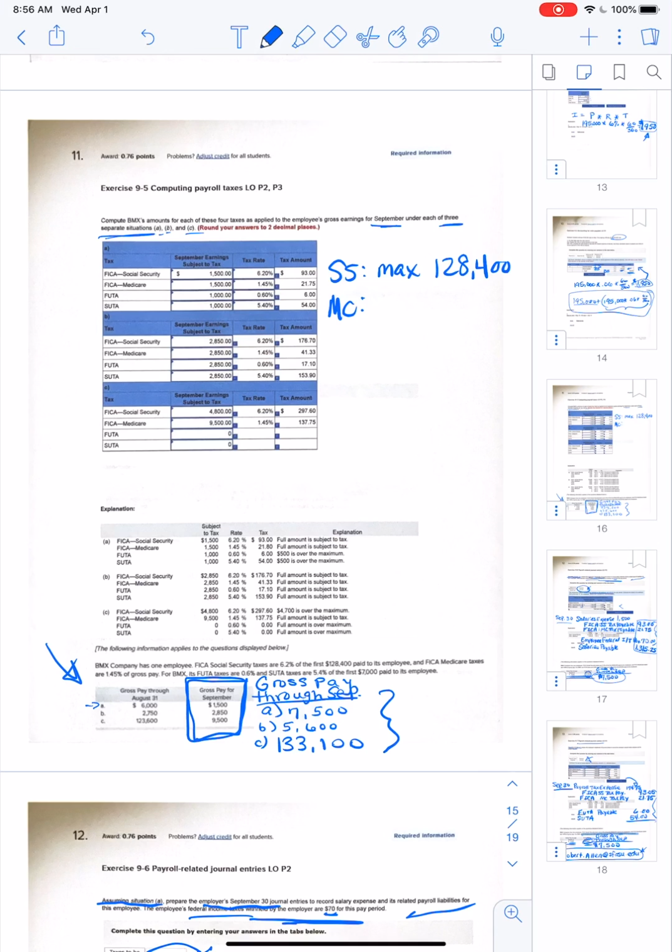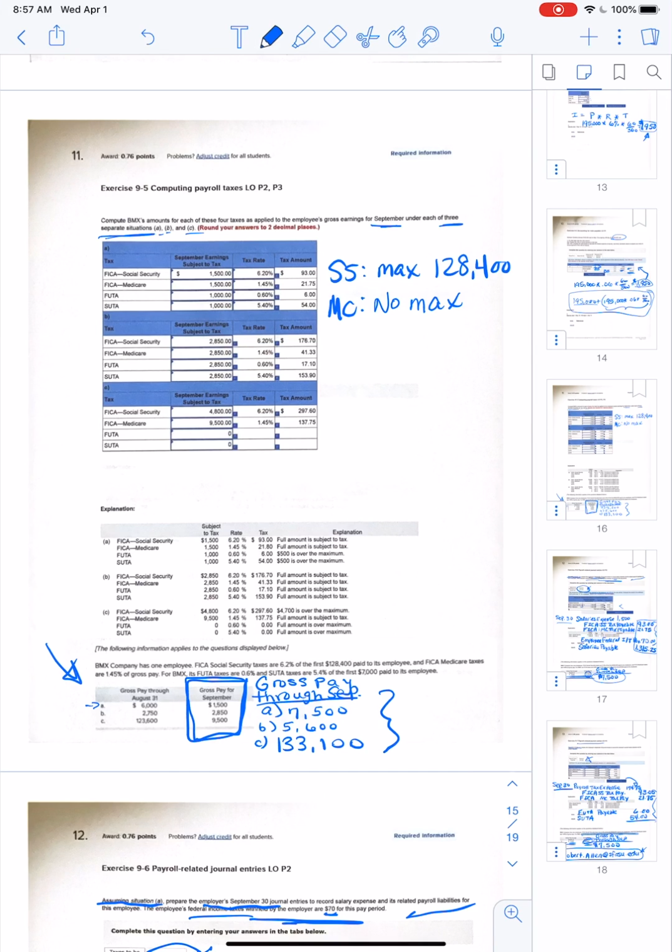Now, the maximum for Medicare is what? Well, if you watched the last video, hopefully you remember that there is no maximum for your Medicare, which means that you're going to pay that 1.45% on every dollar you earn, regardless of how much you make. Whereas this 6.2% that you see for your Social Security tax only gets paid on the first $128,400 you earn. So if you earn enough money, you'll actually pay more in Medicare taxes than Social Security taxes because there's no limit on the amount that can be taxed under Medicare.